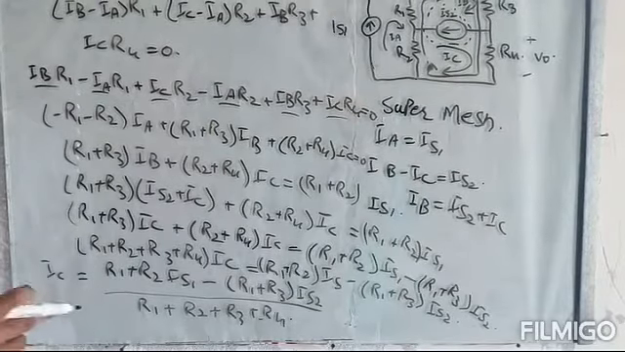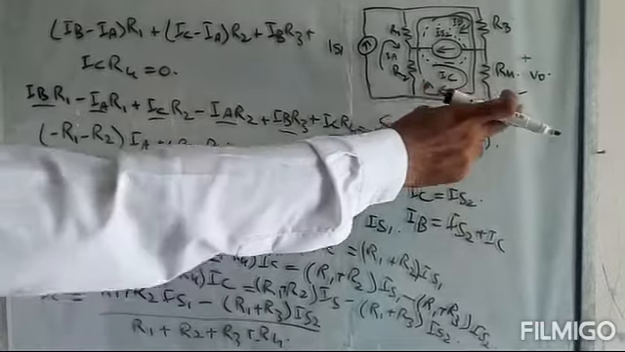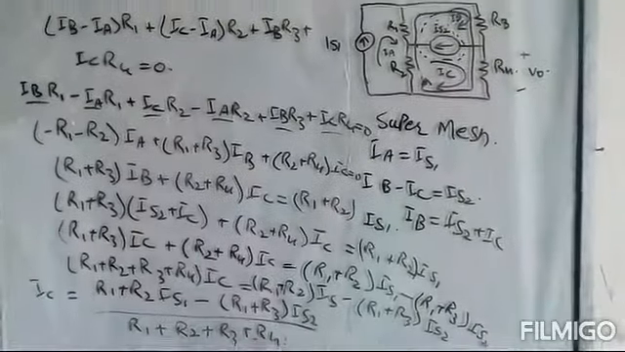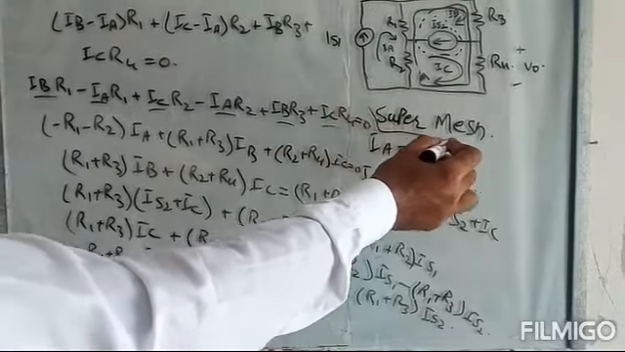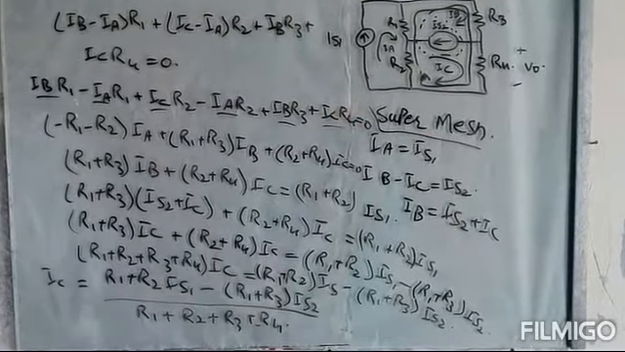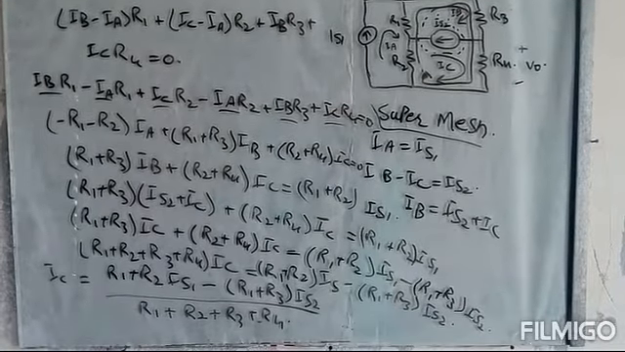So from here we can find the value of IC, and IC multiplied by R4 will give the value of the unknown voltage V0. So in this way you have now understood the concept of super mesh, and I have explained it with an example. So this is the end of our lecture.